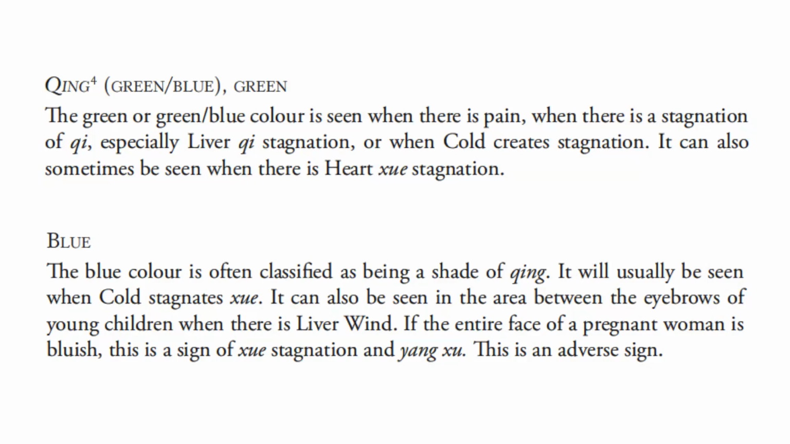Next, we have the blue color. The blue color is often classified as being a shade of qing. It will usually be seen when cold stagnates blood. It can also be seen in the area between the eyebrows of young children when there is liver wind. If the entire face of a pregnant woman is bluish, this is a sign of blood stagnation and yang deficiency. This is an adverse sign.